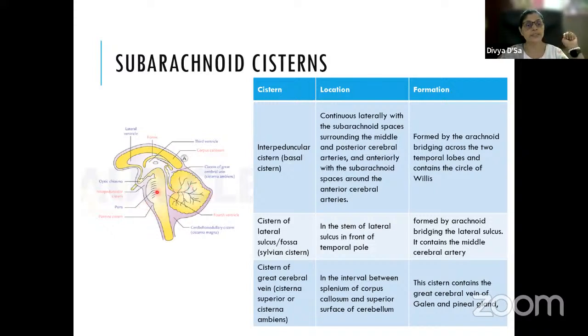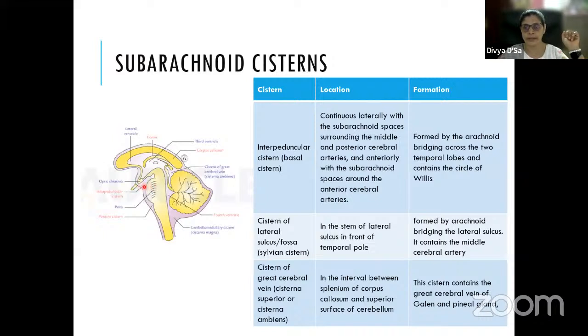So the interpeduncular cistern is here. It is continuous laterally with the subarachnoid spaces surrounding the middle and posterior cerebral arteries, and anteriorly with the subarachnoid space around the anterior cerebral artery. That is the interpeduncular cistern here.